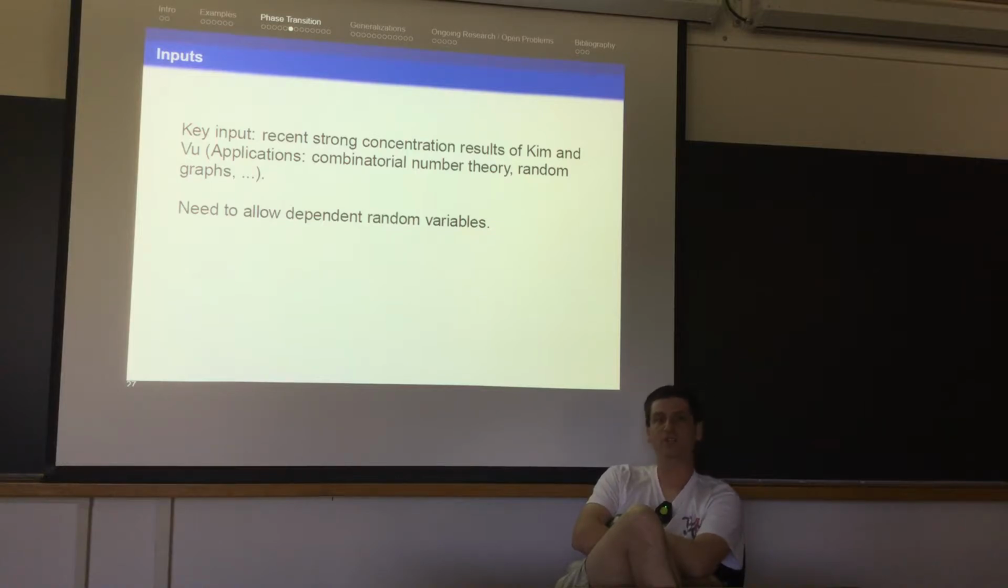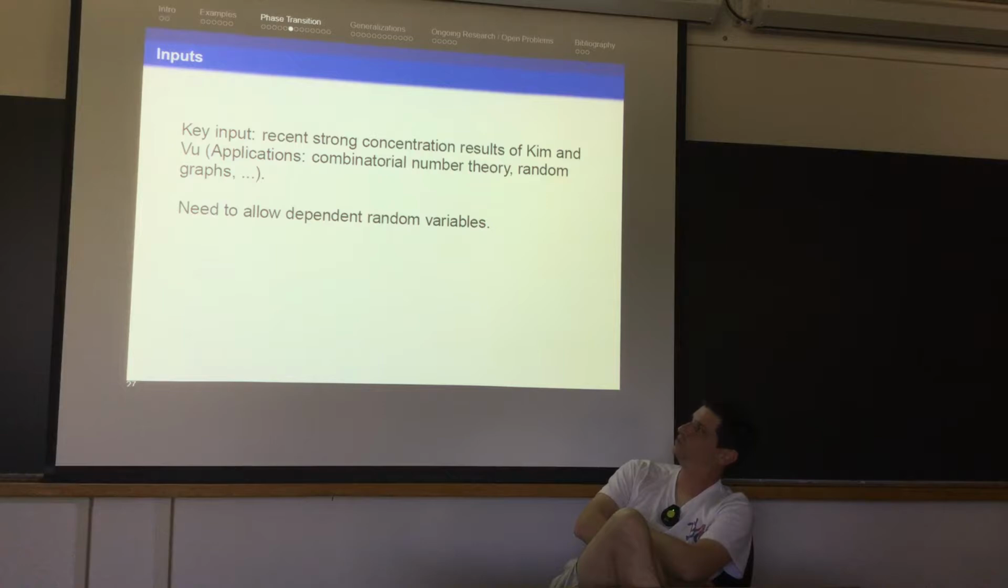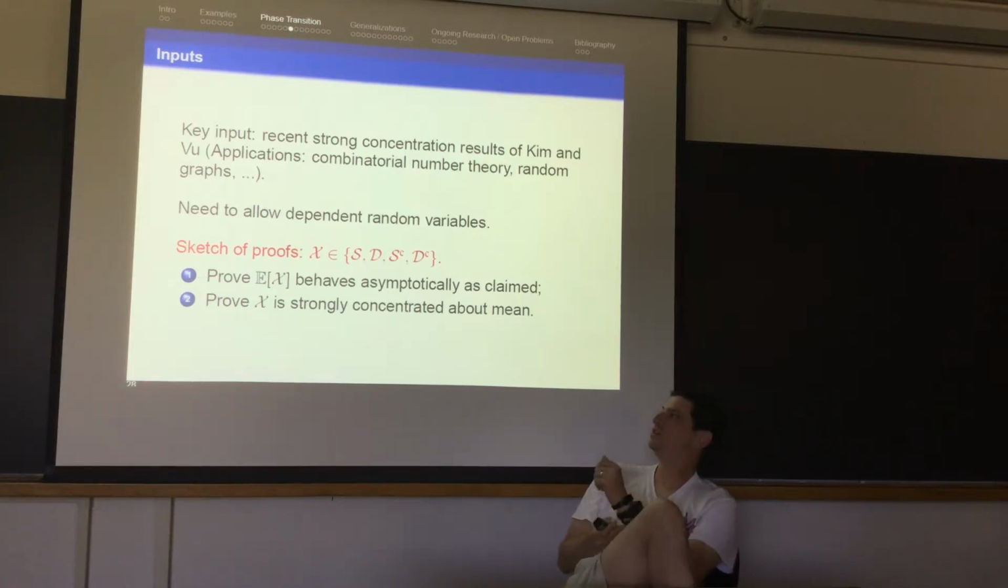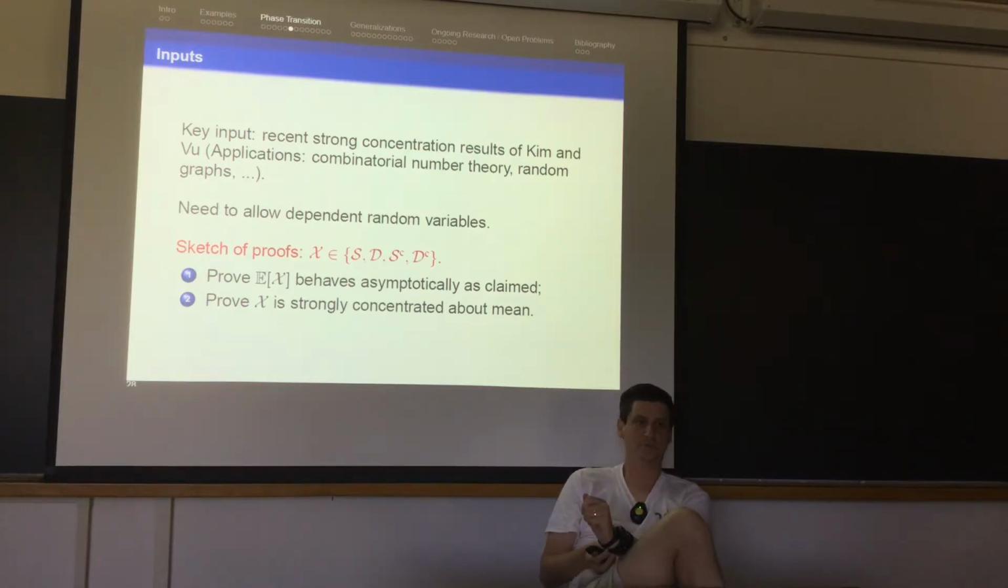So the key ingredient is we need a strong concentration result of Kim and Vu from a few years ago. And we need to deal with dependent random variables. So handling dependent random variables is hard. And so I'll show you a little bit about how you do something like this. So the sketch of the proof: let x be one of the quantities you care about. You prove the expected value of x behaves as you expect. And then you prove that x is strongly concentrated about its mean.